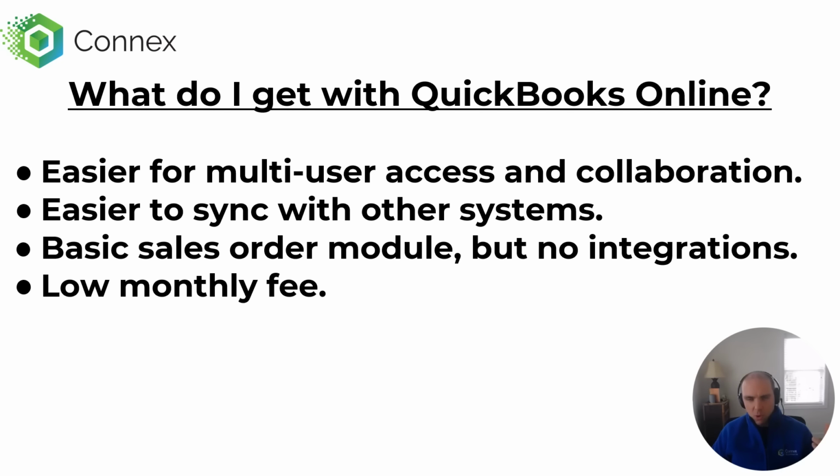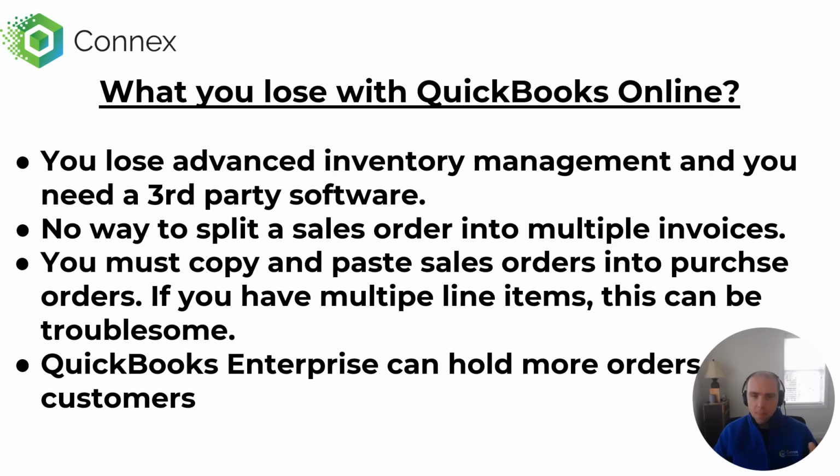So what am I getting with QuickBooks Online? I don't have the ability to use a software like Connex to automate this workflow. You're getting multi-user access collaboration. Online is easier to sync with multiple systems because it's web-based, whereas Enterprise, it's a web connector. It's a little more difficult to sync, but it is possible. You are getting a basic sales order module with Connex with your QuickBooks Online. However, there's no integrations, so you're kind of stuck making the sales orders by hand, but you are getting a lower monthly fee.